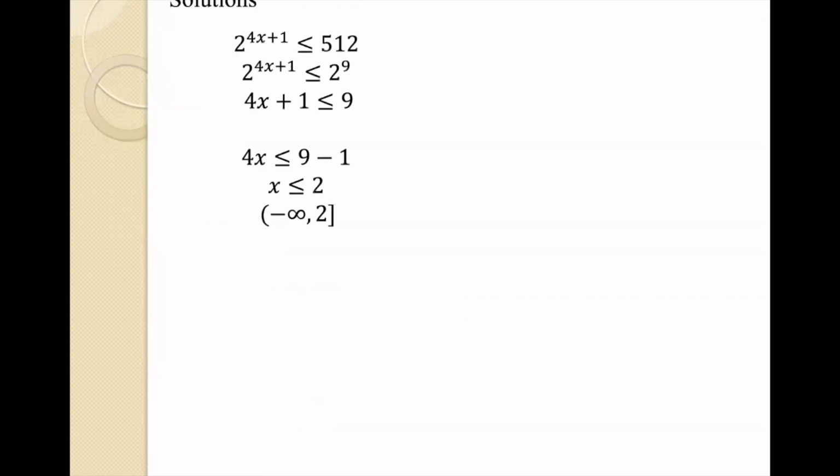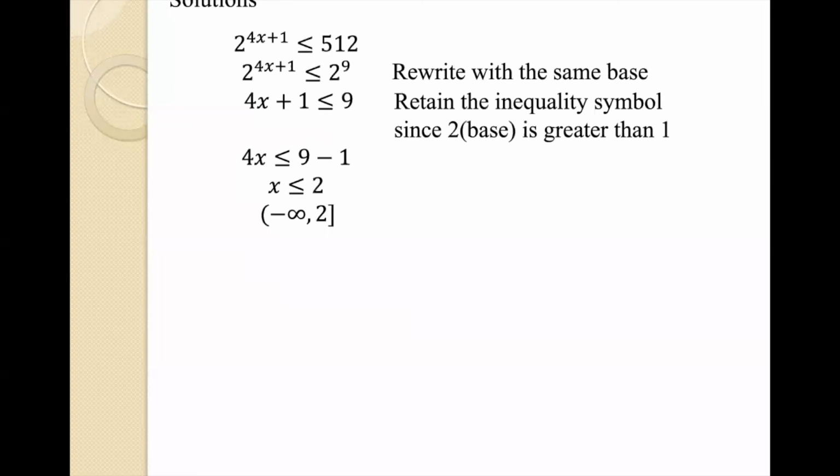Next, 2 raised to 4x plus 1 is greater than or equal to 512. So rewrite with the same base. 512 can be written as 2 to the 9th. Again, retain the inequality symbol since the base that we use is 2. So you have 4x plus 1 less than or equal to 9. Solve the inequality. So we have x is less than or equal to 2. So, from negative infinity to 2, since the inequality symbol is less than or equal to, we use bracket.